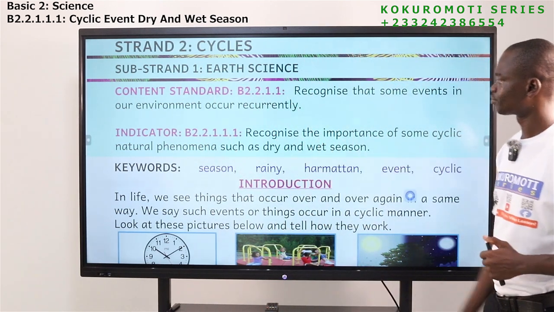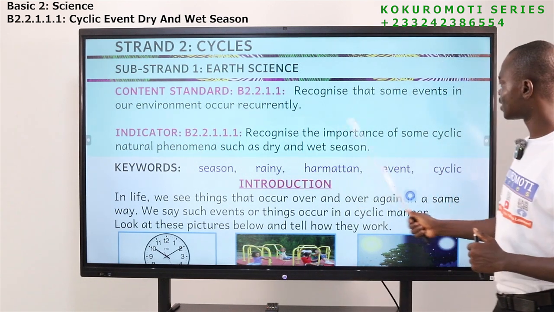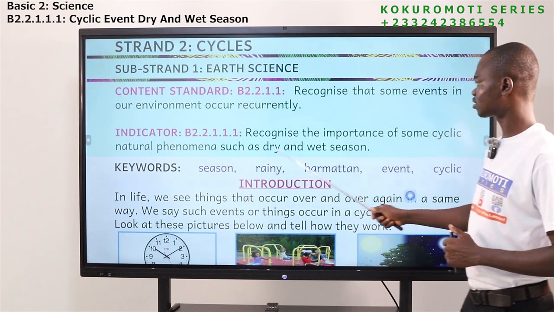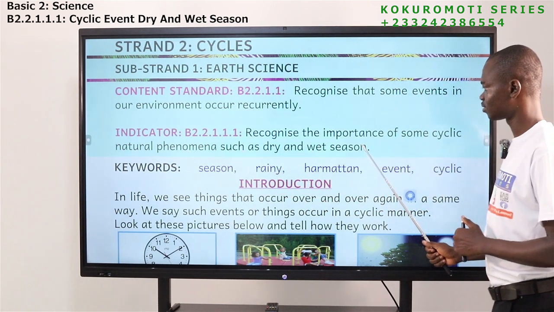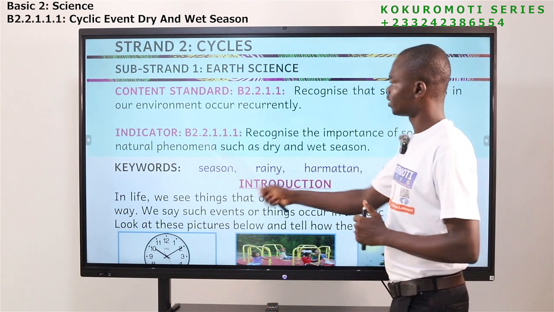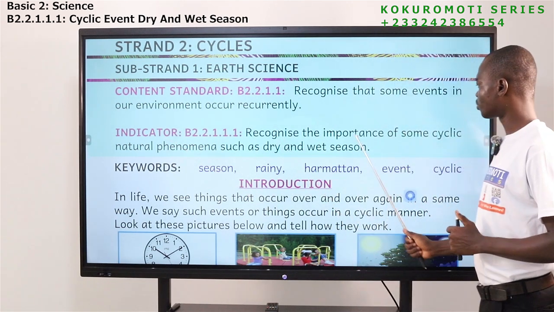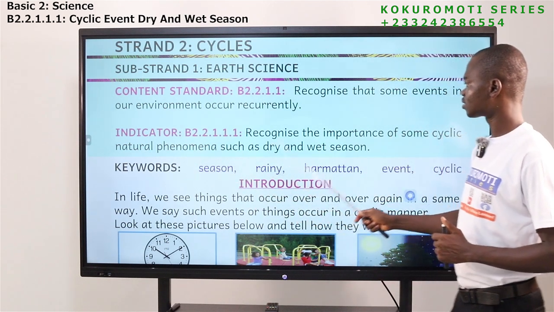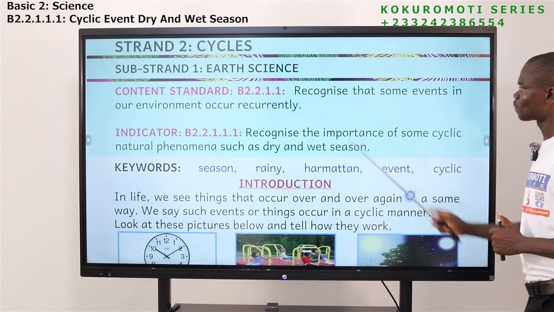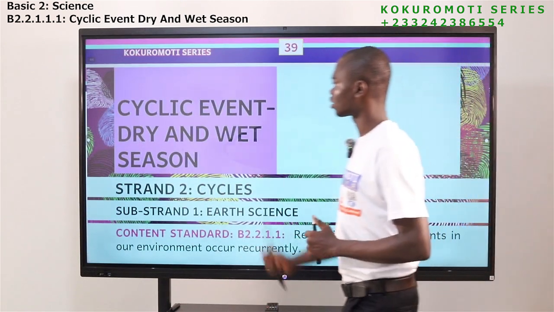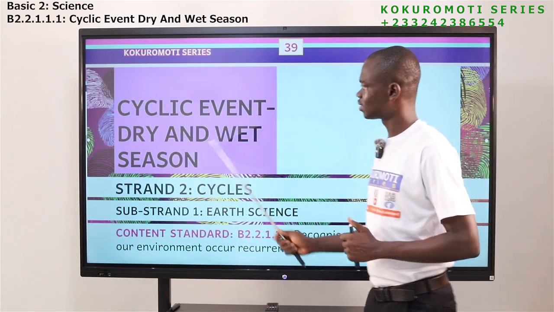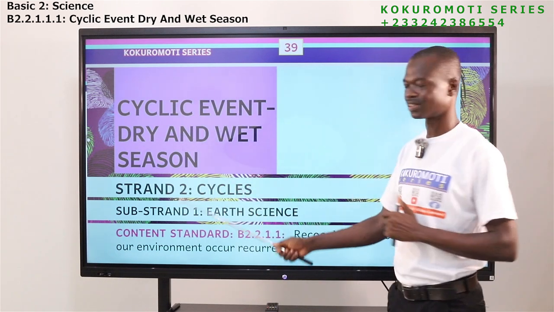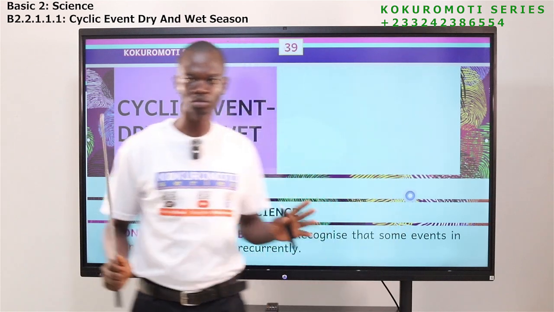Earth science. Indicator: recognize the importance of some cyclic natural phenomena such as dry and wet season. I'm taking it again. Indicator: recognize the importance of some cyclic natural phenomena such as dry and wet season. Okay, so in today's lesson we are looking at cyclic events, and our focus is on dry and wet season. So that's what we are looking at today.